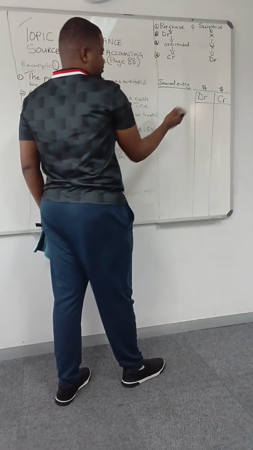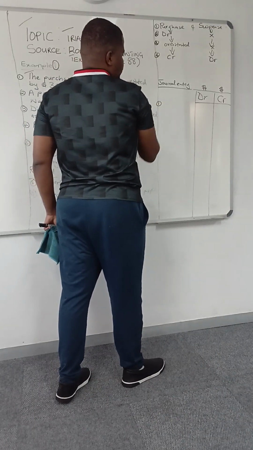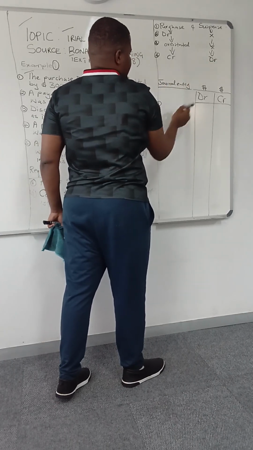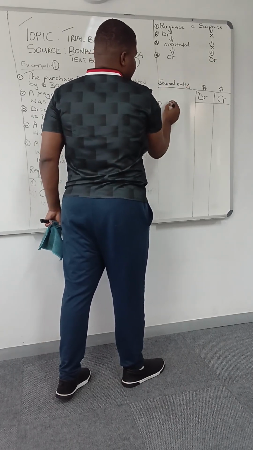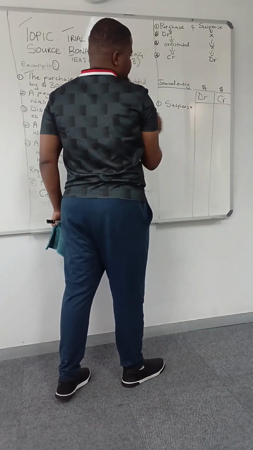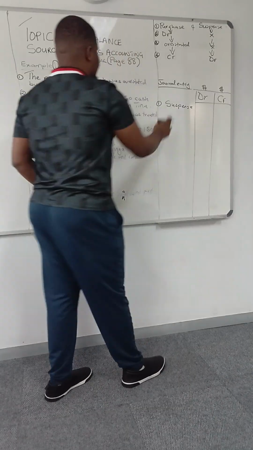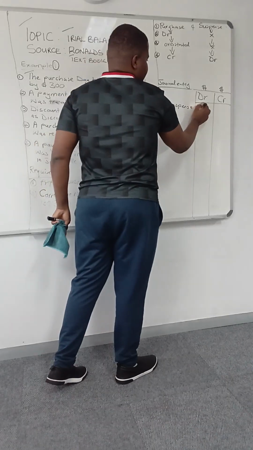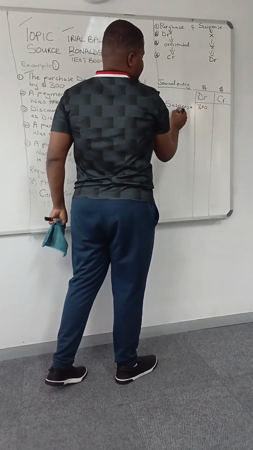Very easy. So on journal entry number one, this is our final answer. We are going to debit suspense. Always you start with the account that we put on debit, so we say suspense. How much is the amount from the transaction? 300. So we are going to debit suspense 300 and credit purchases.